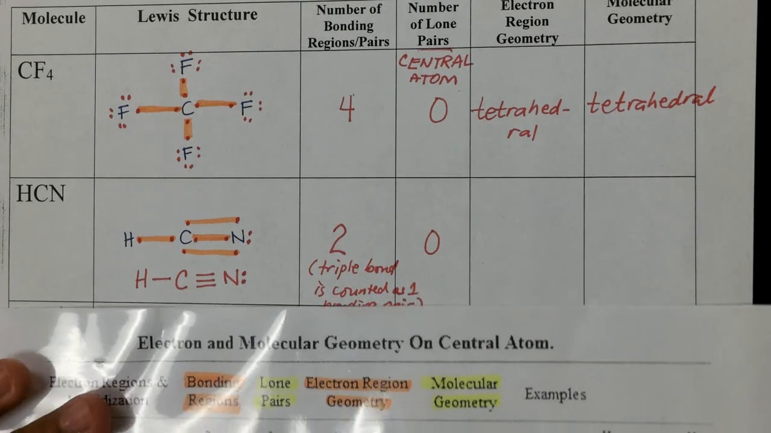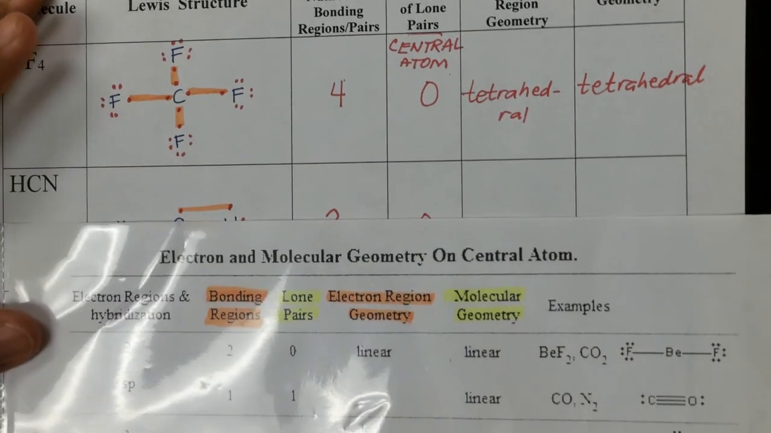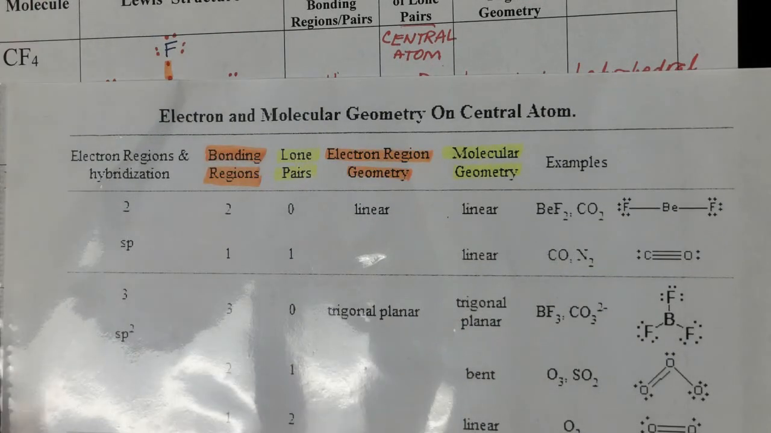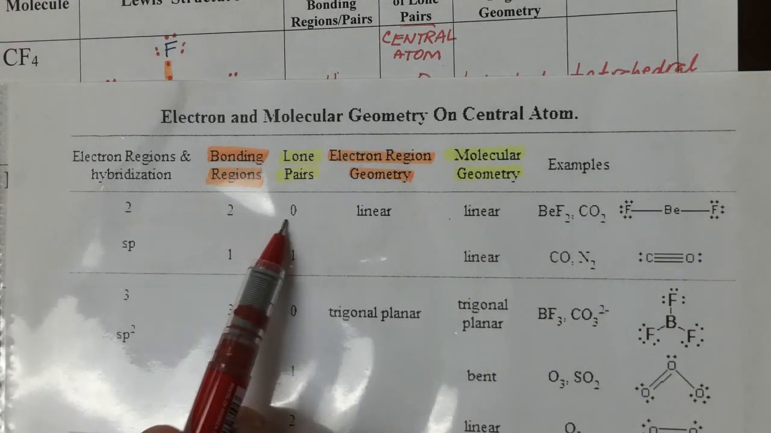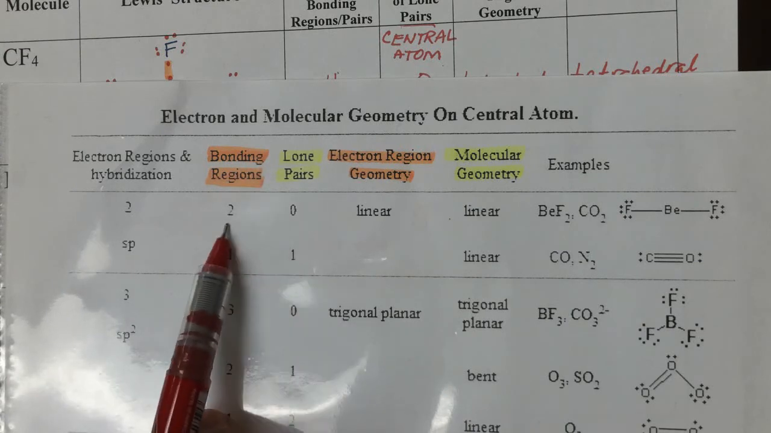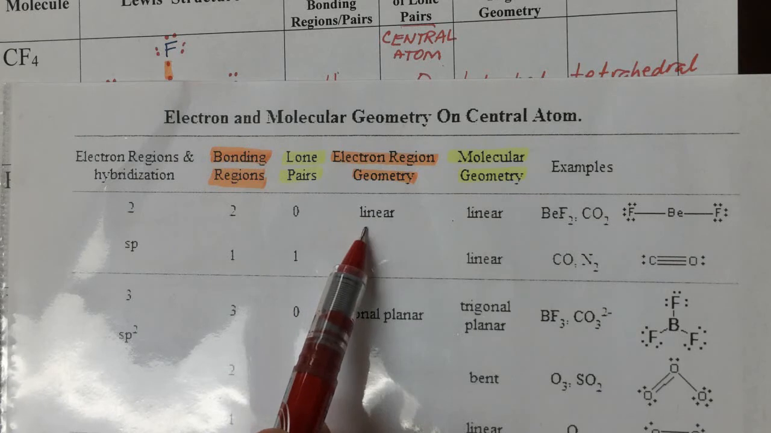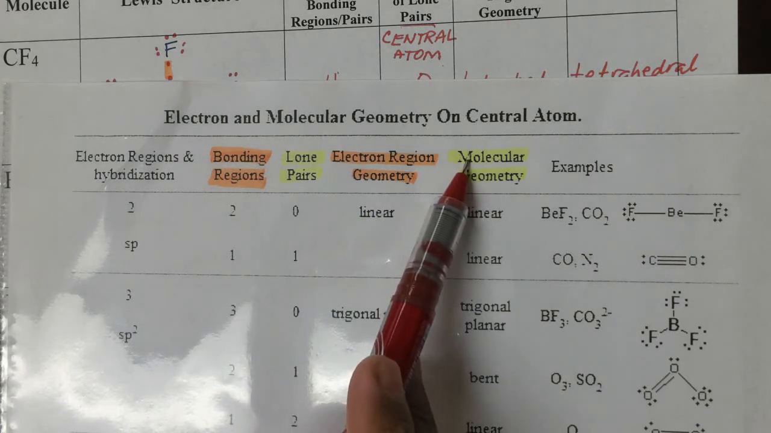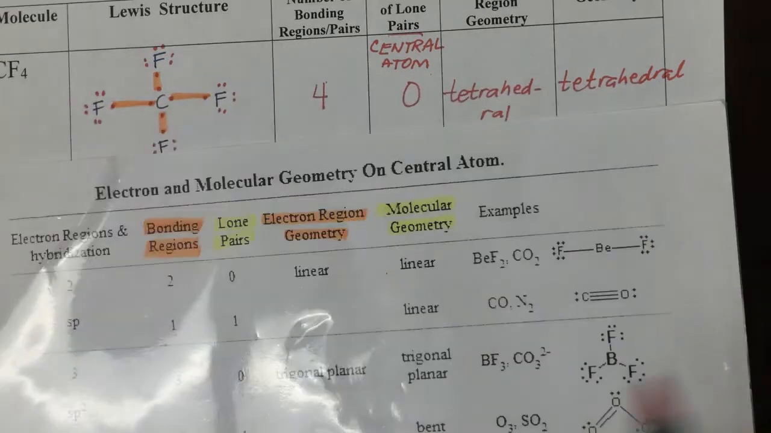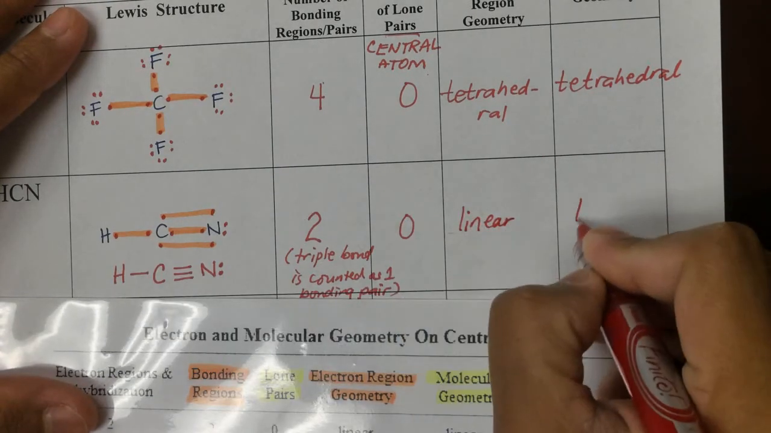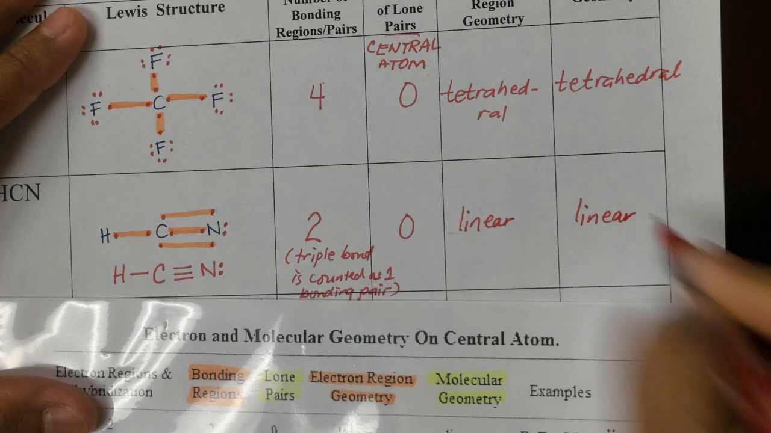Now it's time for us to refer to our molecular geometry chart and look for 2, 0. And it's easy to locate because it's the first one indicated in the chart. So we have 2, 0 here, and the electron region geometry is linear, as well as the molecular geometry is also linear. So all you need to do is write the word linear there. Okay?